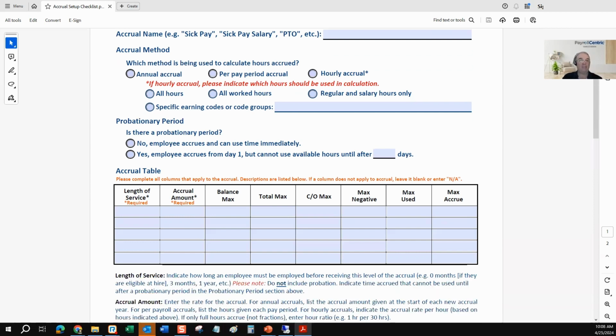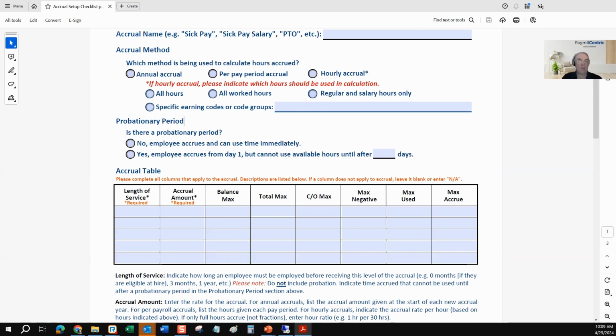And then next we have the accrual table, and this is where you set up the different rates of accrual. And what I mean by that is you can have it where there's a rate of accrual. They earn 4 hours per pay period from their first year to their fourth. And then when they reach their fifth year, it's going to be 6 hours per pay period, that kind of thing. And so what we ask for is the length of service.